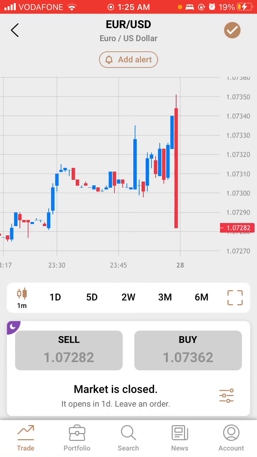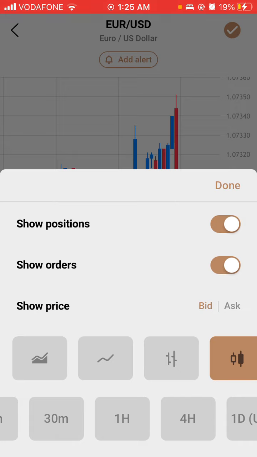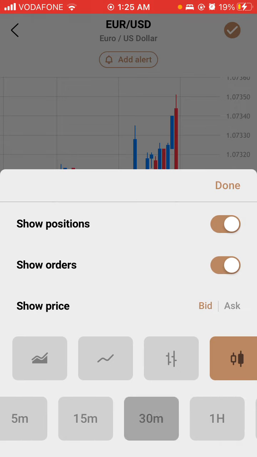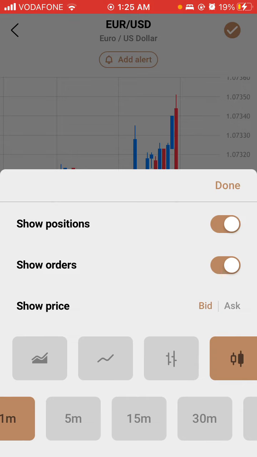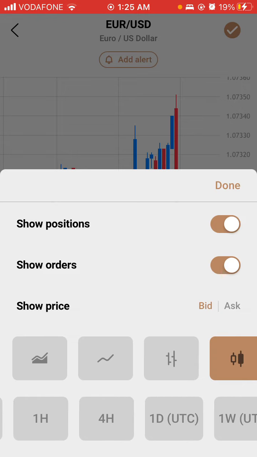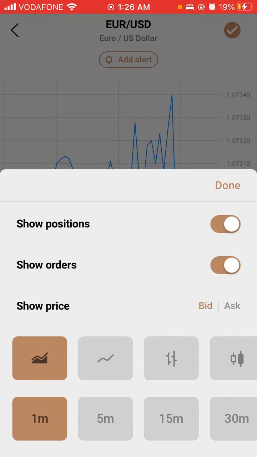We have the 1 minute time frame. We have the 5 minute time frame. We have the 15-minute time frame. We have the 30-minute time frame, like that. So that's just the way it is. You click on whichever one you want, and then we also have the way you want to view the charts.